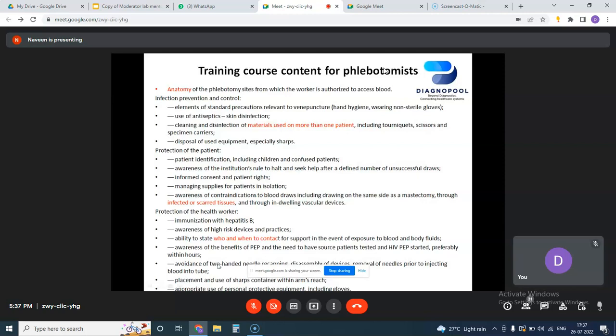So this already told you 200 ml caffeine should be avoided. Appropriate use of personal protection should always be practiced. So these are the different topics that can be included in the training of the phlebotomists.